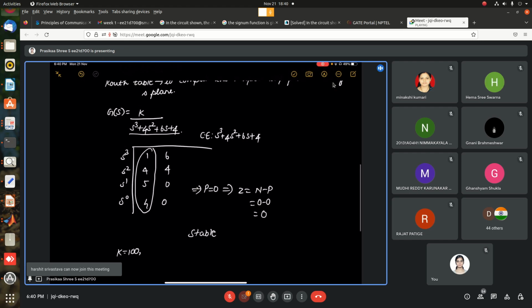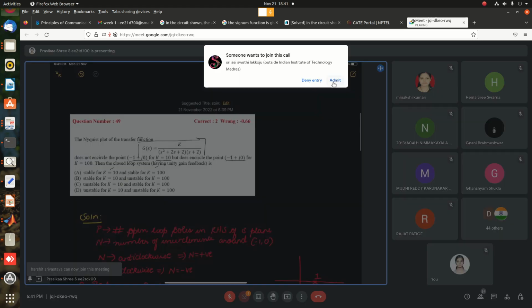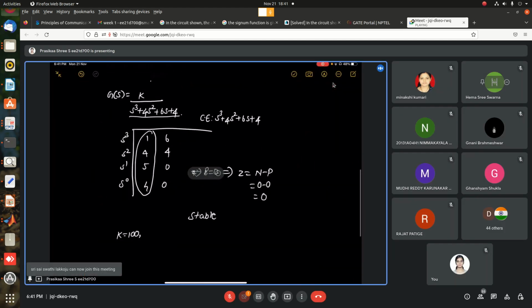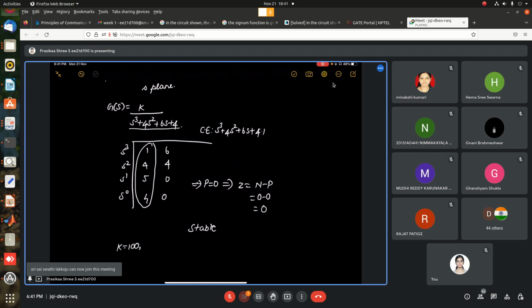So what they have given in the question is the Nyquist plot of the transfer function. So this is an open loop transfer function. Usually Nyquist plots will be drawn for open loop transfer functions, right? So here the k should be there, plus k. Characteristic equation is numerator plus denominator, right? So k should be here.